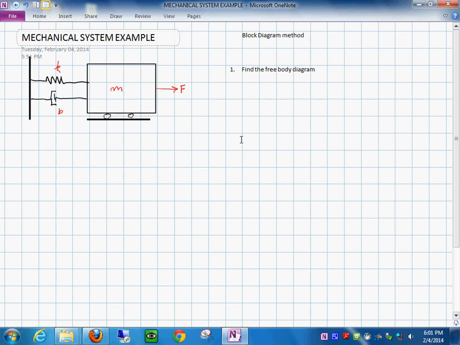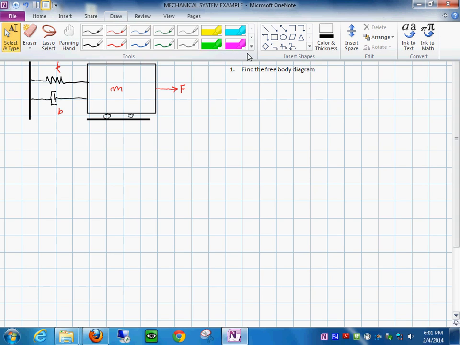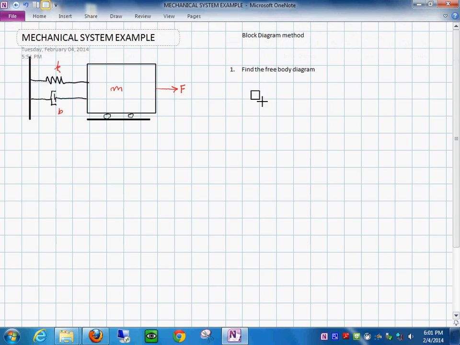And what does that mean? It means that we make an isolated diagram of each one of the masses, and we look at what forces are applied on them, and based on that we write the differential equations. So in this case, let's do just that and draw the mass in here, and then we'll draw the different forces that are applied on it.